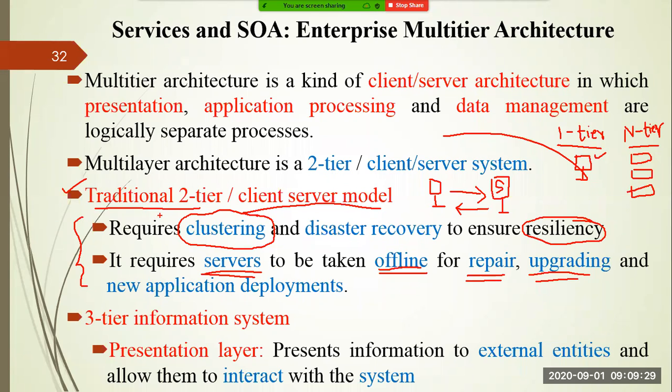So in order to avoid that, the 3-tier information system was designed. In the 3-tier information system, there are 3 layers we are considering: one is the presentation layer, the application processing layer, and the data management layer. Further, this 3-tier architecture is classified into 4-tier architecture, 5-tier architecture. Like that, we can say there is n-tier architecture.